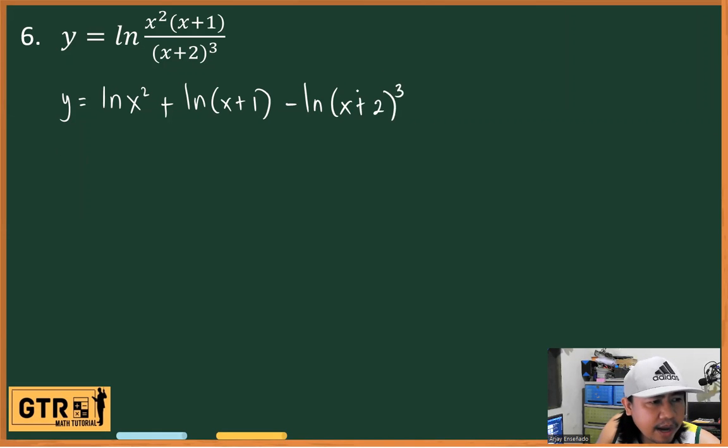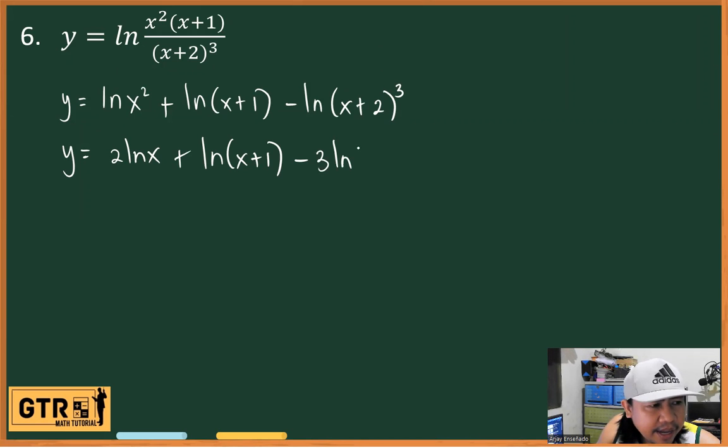And then now apply again the property for exponents. Just put the exponent in front. So we have 2 ln x plus, just copy this, ln of x plus 1 minus, and put the exponent here.